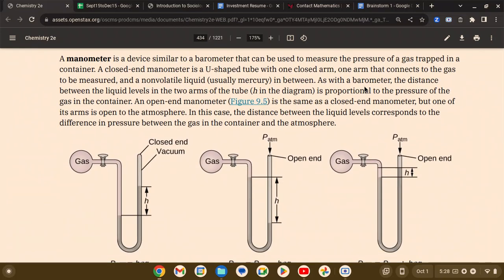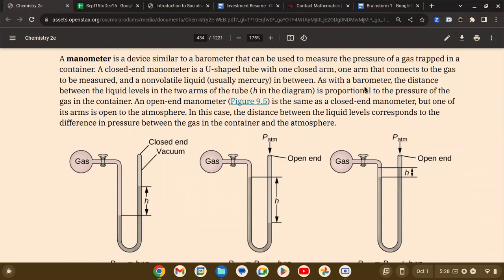A manometer is a device similar to a barometer that can be used to measure the pressure of a gas trapped in a container. A closed-ended manometer is a U-shaped tube with one closed arm, one arm that connects to the gas to be measured, and a non-volatile liquid in between. As with a barometer, the distance between the liquid levels in the two arms of the tube is proportional to the pressure of the gas in the container.